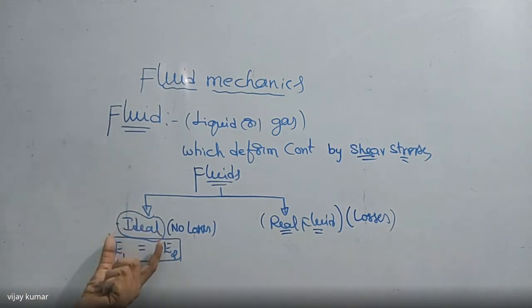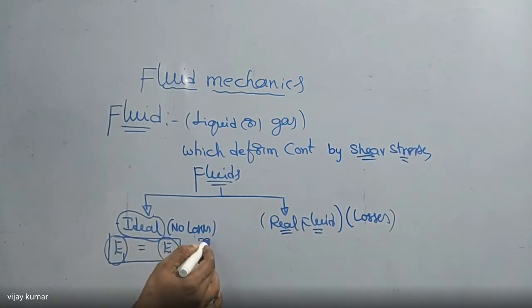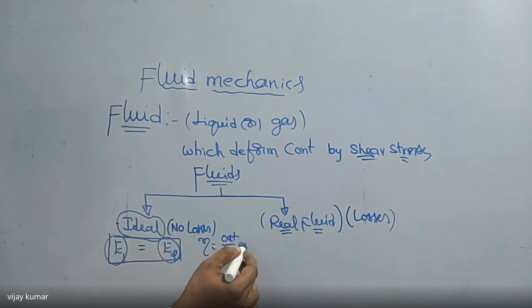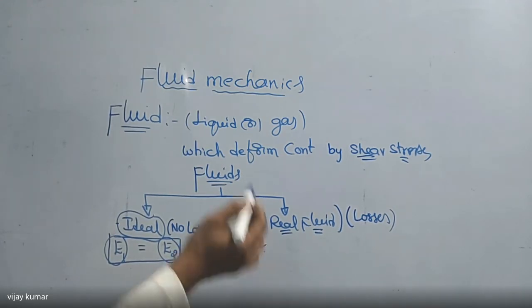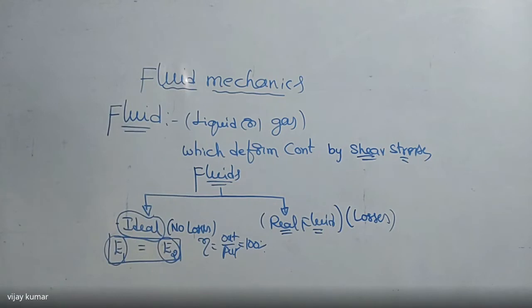If there is an ideal fluid, what is the efficiency of the system? If the energy input is equal to energy output, then efficiency is equal to output by input. We are getting how much percentage of efficiency? 100% efficiency. That means there is no device in our nature which can produce 100% efficiency. That means there must be losses.